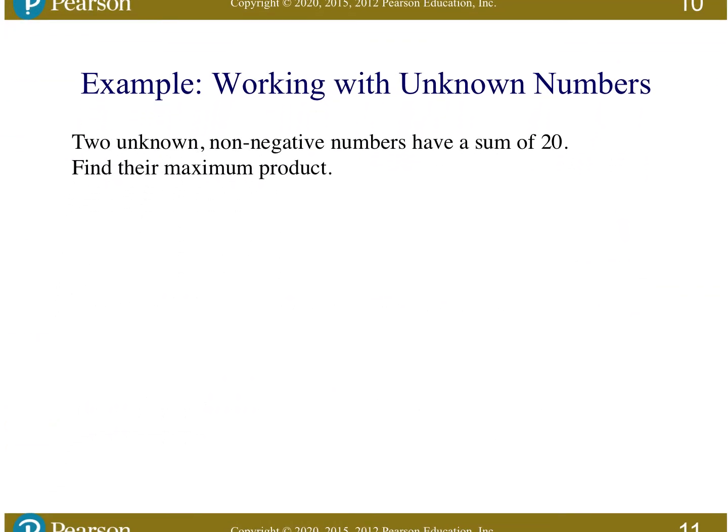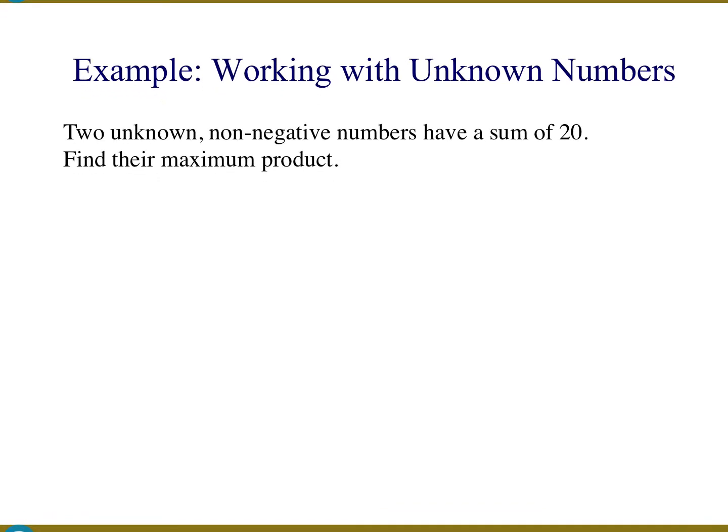All right, so before we do that, let's make sure we understand how to do an algebraic question. We have two non-negative numbers. Non-negative means, can it be 0? Yes, 0 is not negative or positive. They have a sum of 20. Find their maximum product.